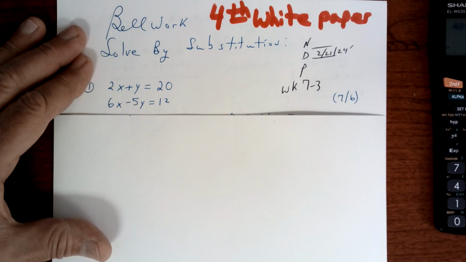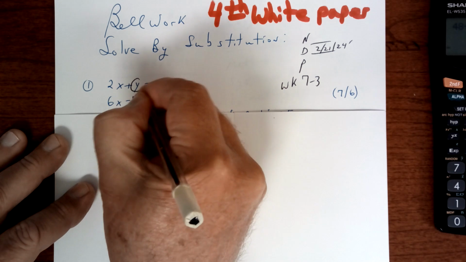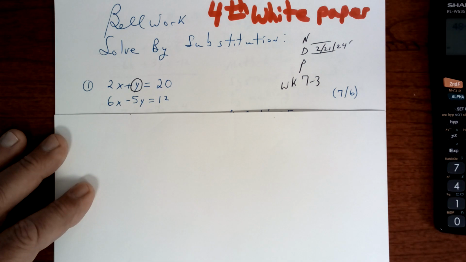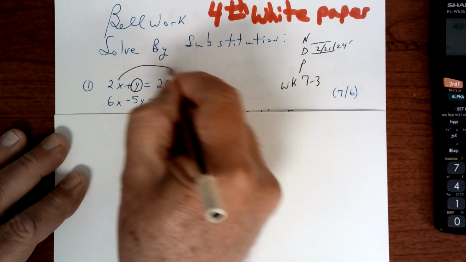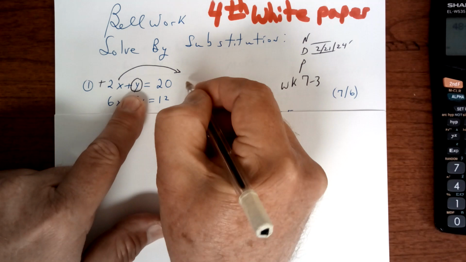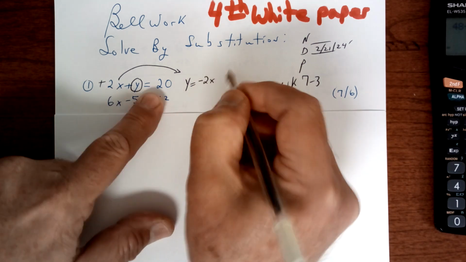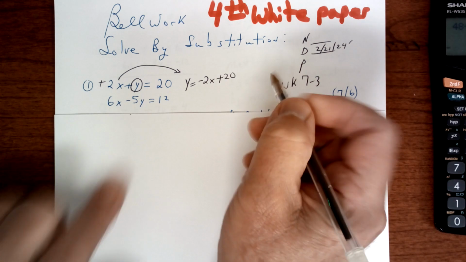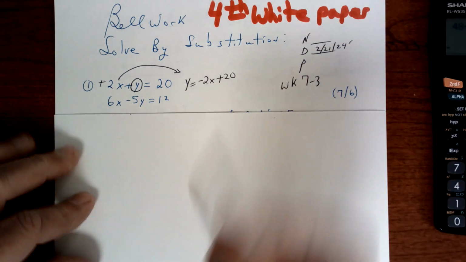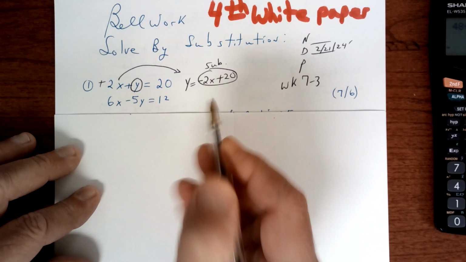To solve this one by substitution, I would go after the y because it's by itself and it's positive. I would move the 2x to the other side. It's going to change from a plus to a minus. So now you're going to get y equals negative 2x plus 20, just like that. Circle this. This becomes your substitute. So we're going to substitute for the y.